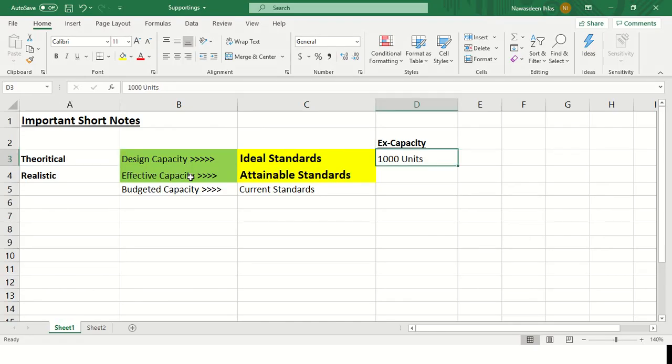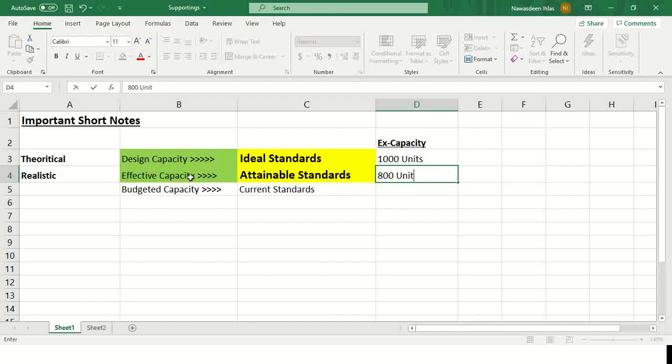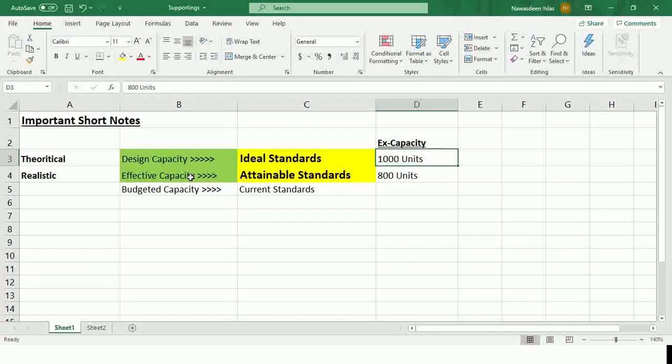So if I take 1000 unit as my ideal standard, or if I use my design capacity as 1000 units, for effective capacity I can take a number of output lesser than this. So we'll say it is 800 units, which means this 200 units are reduced because of some labor shortages, some machine breakdowns or whatever. So you can see design capacity is the highest level, then effective capacity is some realistic output level. So here we can see this example, this effective capacity is lesser than design capacity.